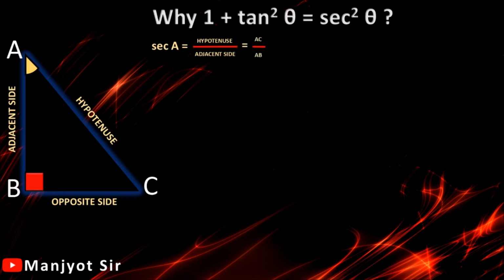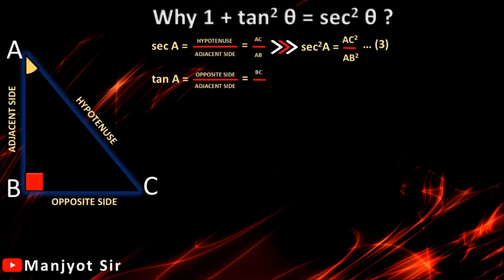Now like the last proof, similarly we need sec square. So we'll square this term. So we'll get sec square A is equal to AC square upon AB square, and we'll mark this equation number 3. Next trigonometric ratio, we need tan. We all know the formula for tan, that is tan A is equal to opposite upon adjacent. And here if you observe, the opposite side is BC and the adjacent side is AB. So we'll write BC upon AB.